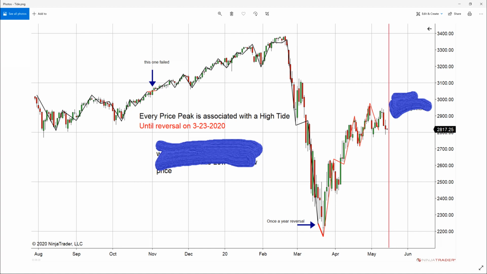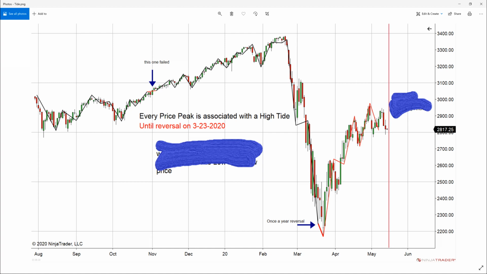What happens, there's generally only one failure in any given year, and the one failure you can see was right at the beginning of November, marked by the big blue arrow where my cursor's circling. And then once a year, there's an inversion, and that particular inversion took place in March of this year. And when the tidal pattern inverts, it will invert for 10 points, meaning 10 high, low, high, low, high, low swing points, and then it will revert back to normal. And that happens once a year.